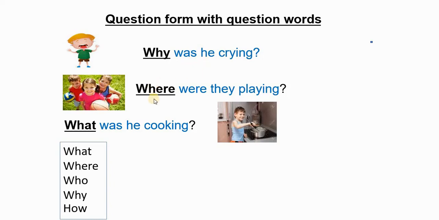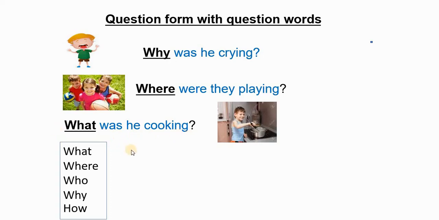And where were they playing? Question word is where, and the question form, were they playing? What was he cooking? Question word we have what, and the question form was he cooking.